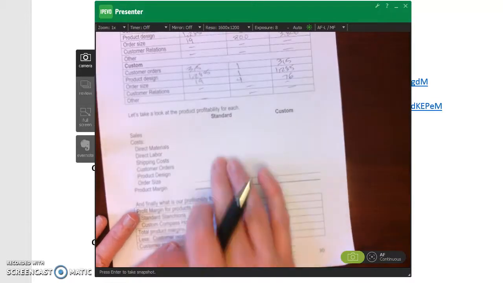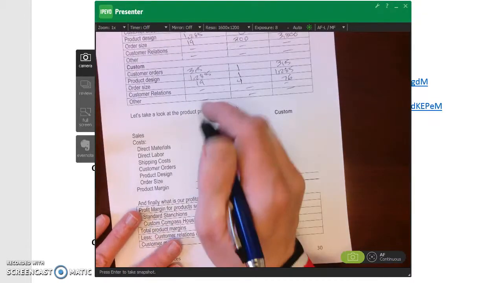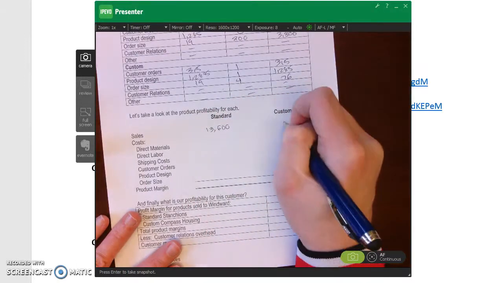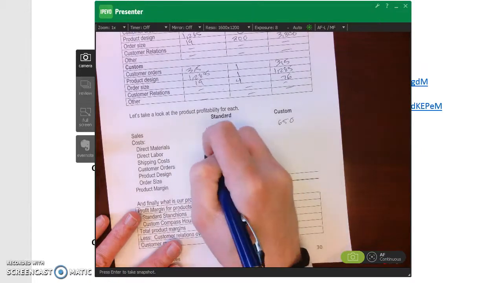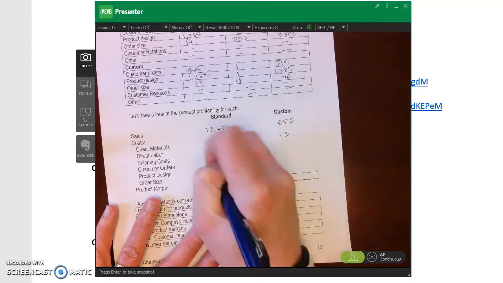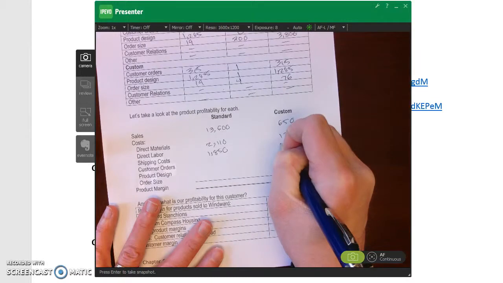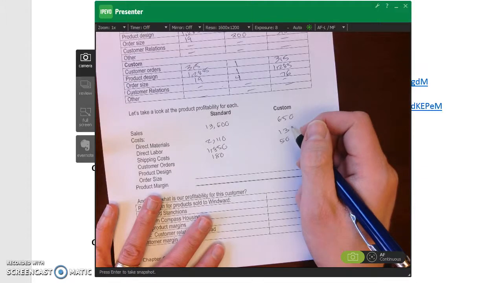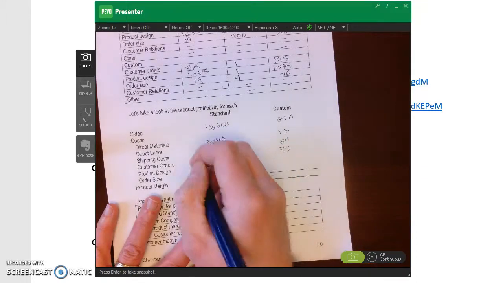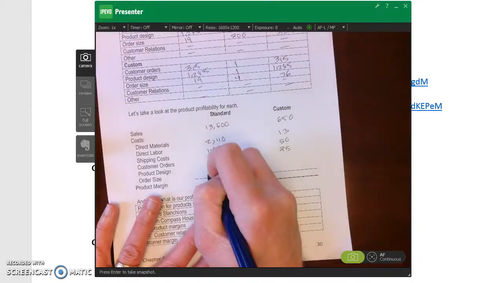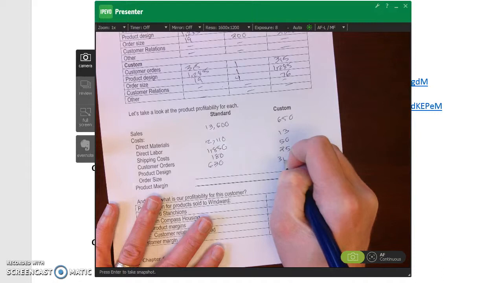Now we can look at the product profitability, the product margin here. So you can say, remember we had our sales of 13,600, sales over here of 650. I got those from the prior page. Our direct materials cost was 2,110, and over here was 13. Direct labor cost was 1,850. Over here it was 50. 180 was our shipping cost, and that's given to us on the prior page. Remember that? 25 was our shipping cost over here. Our customer orders cost right up here was 630, and over here it was 315.